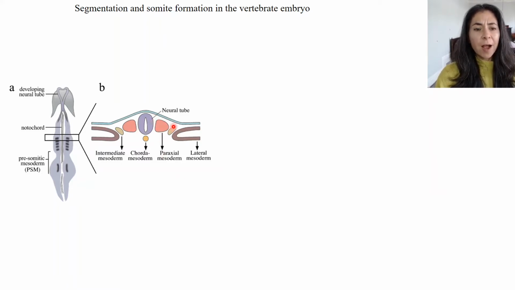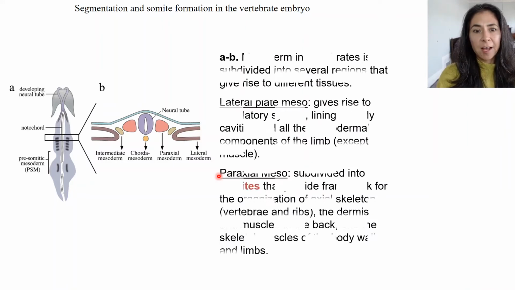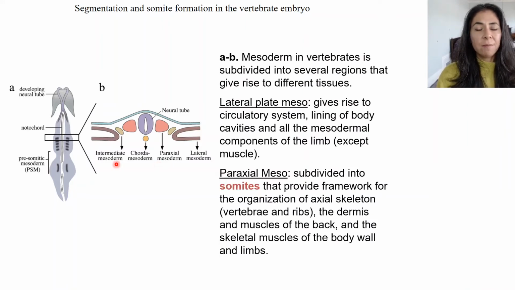Okay, if we go further out, we see these things called intermediate mesoderm and then lateral mesoderm. We might have time to go into these more later on in the class. All right, so the mesoderm in vertebrates, these are the different regions of it. So we have the lateral plate mesoderm. This is the circulatory system, lining of body cavities, and then the limb components, not counting muscle. The paraxial mesoderm, that's going to become the somites.